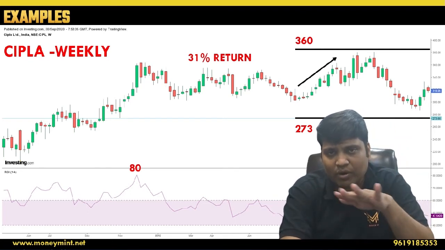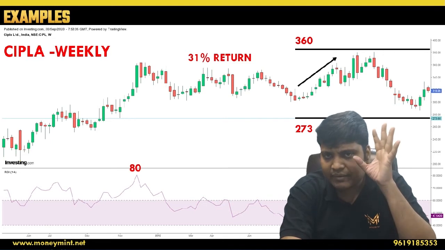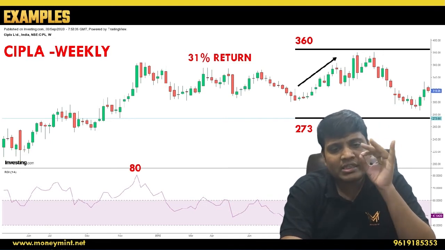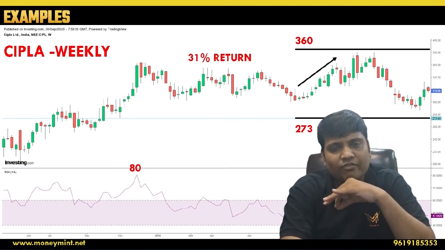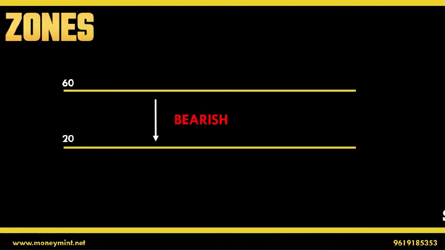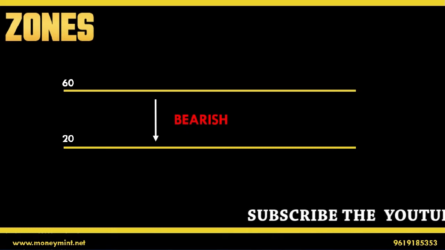So around 40, what can you think of? You can think of buy. So this level was around 273 and from there it went to 360. That means a return of roughly 30 to 35%. So this is a very good buying zone, that is the bullish zone. Now let us see some more examples.